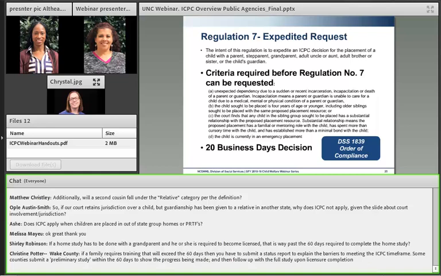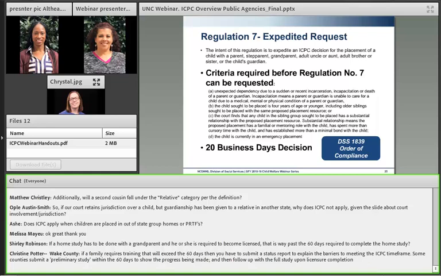Let's talk about Regulation 7. You often refer to these as the expedited or priority request. These fall under Regulation 7 of the Compact. Again, this is to expedite an ICPC decision for the placement of a child with a parent, a step-parent, a grandparent, an adult uncle or aunt, an adult brother or sister, or the child's guardian. Any other relative that is not listed here will not meet the criteria for expediting the request.